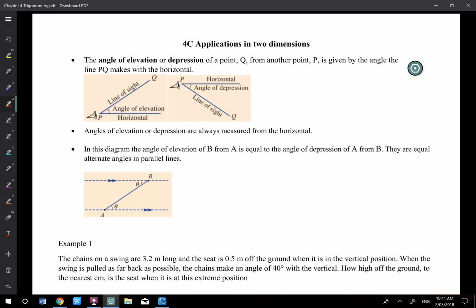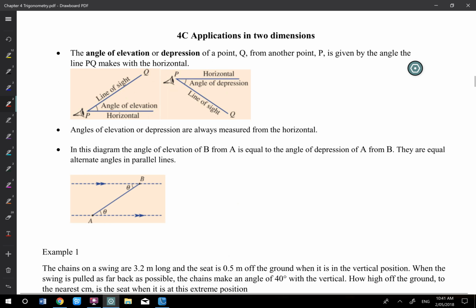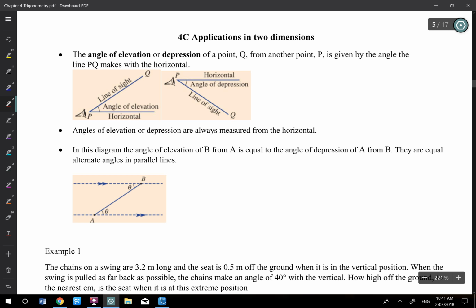In the past 2 days, we talked about the ratios in right angle triangles. We have sine, cos, and tangent, and we also know that given a particular ratio, we can work out the angles from the calculator. So today we want to apply this to real life situations.